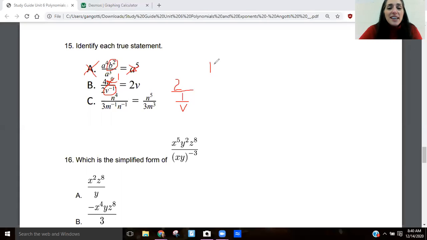So you would do KFC. We learned this at the beginning of the school year. Keep the top, flip the bottom, and change to multiplication. Keep flip change. So whenever you're dividing by a fraction, just keep the top, flip the bottom, change it to multiplication. So 2v is actually okay for letter B. Snuck in some old stuff from the beginning of the school year. Looks like this is the same thing.